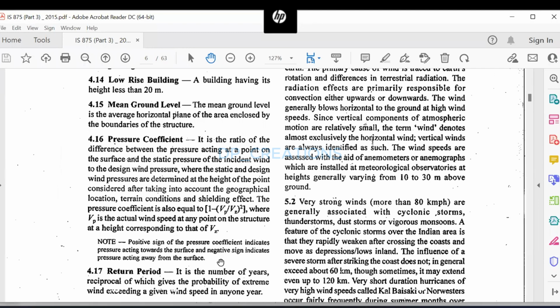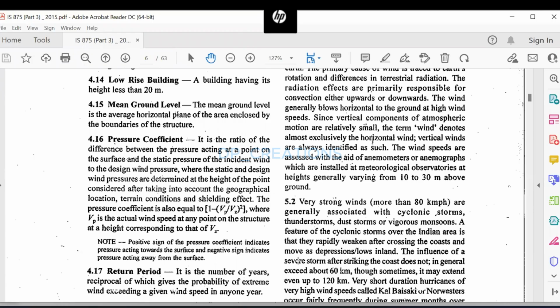We'll go into detail on what I'm reading now. It is the ratio of the difference between the pressure acting at a point on the surface and the static pressure of the incident wind to the design wind pressure, where the static and design wind pressure are determined at the height of the point considered after taking into account the geographical location, terrain conditions, and shielding effect. The pressure coefficient also equals 1 minus Vp squared by Vz squared, where Vp is the actual wind speed at any point on the structure at a height corresponding to that of Vz. Vz is the basic wind speed at any location that is given in this IS code.